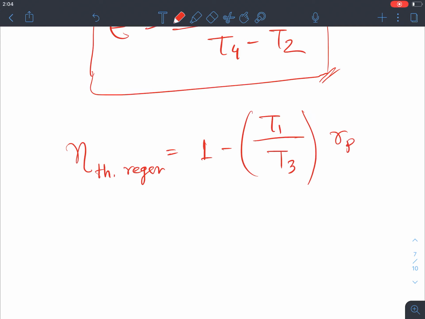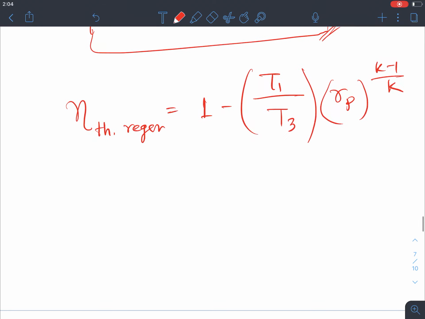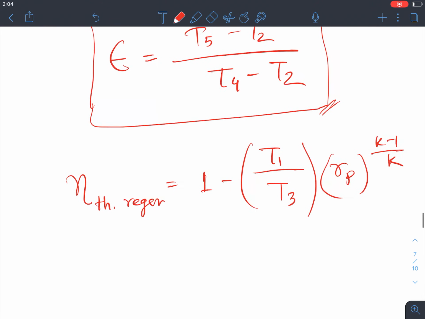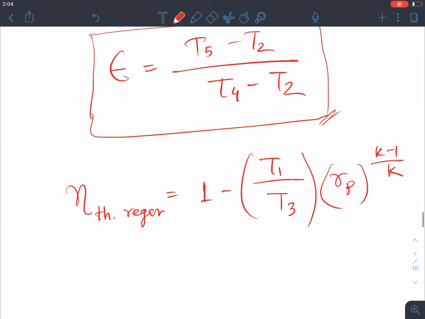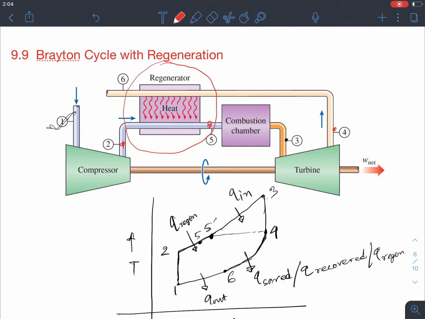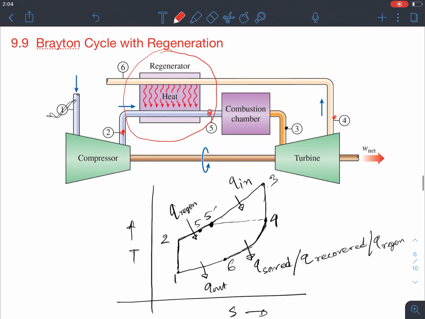The thermal efficiency of that regenerative cycle will be 1 minus T1 divided by T3 times RP, the pressure ratio, to the power (K minus 1) divided by K. So this is the expression for efficiency. Now we know the effectiveness of a regenerator and the efficiency of the modified Brayton cycle, right? What other things can we modify or change in the Brayton cycle?